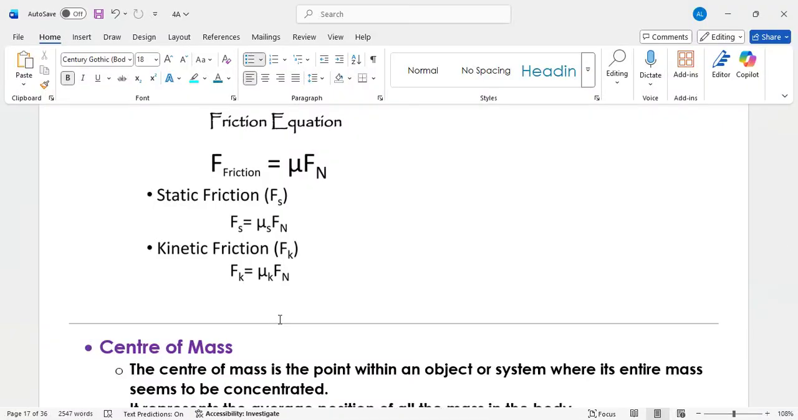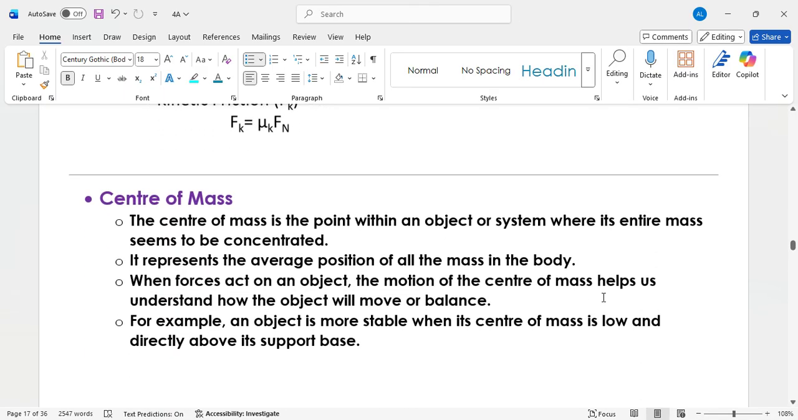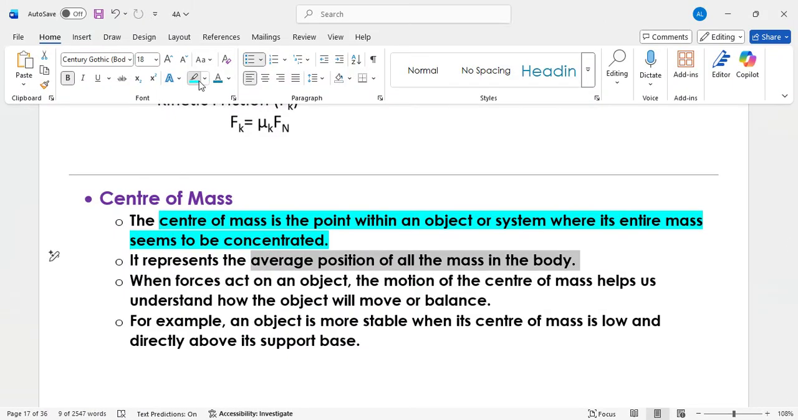The center of mass is a point. This is also very high yield. The center of mass is the point within an object or system where its entire mass seems to be concentrated. Remember that. It represents the average position of all the mass in the body.